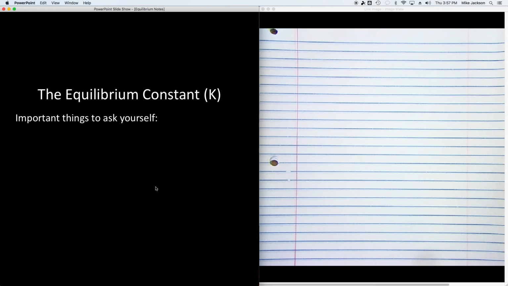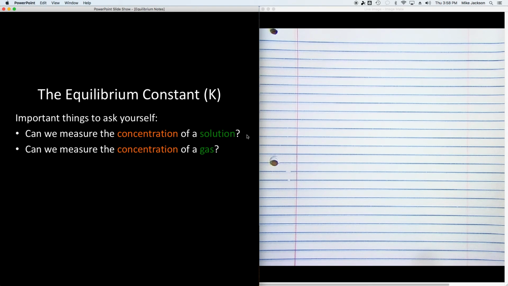So some important things to ask ourselves before we start plugging numbers into the equilibrium expression to calculate constants. First question is, can we measure the concentration of a solution? And I sincerely hope the answer to that is yes, considering that's what we've been doing the past few weeks. A solution is defined as a solute that is dissolved into a solvent. Can we measure the concentration of a gas? Well, if a gas is introduced into a large room, it does disperse, so it is the solute. The air would be the solvent. So gases can be measured in molarity, so yes, we can.